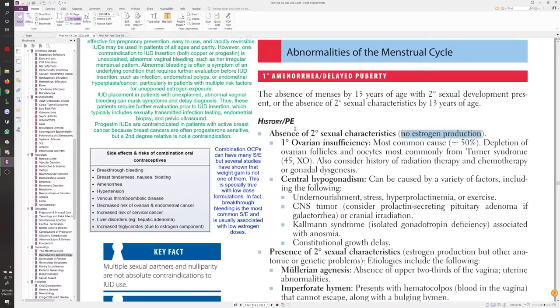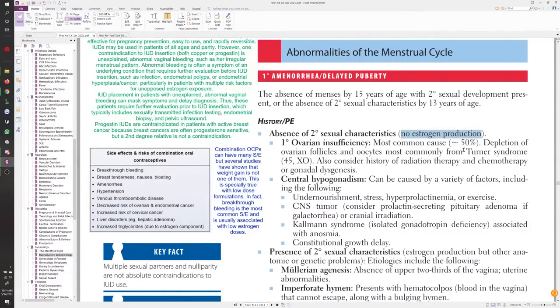So there's multiple reasons you could have a woman with absence of secondary sexual characteristics. Anything that would cause no estrogen production, such as primary ovarian insufficiency. Right? This is the most common cause. Depletion of ovarian follicles and oocytes, most commonly from Turner syndrome. Also consider history of radiation therapy and chemotherapy.